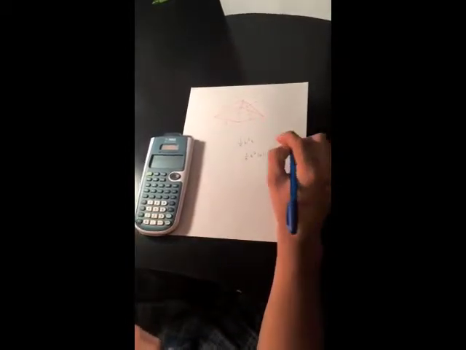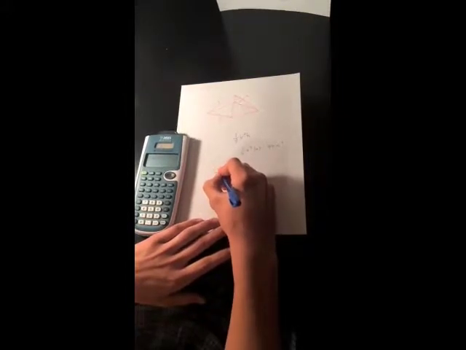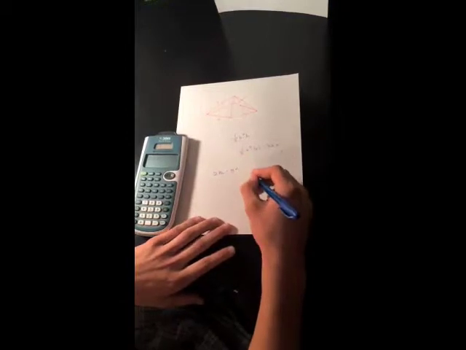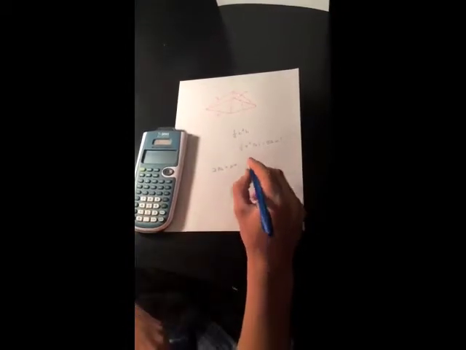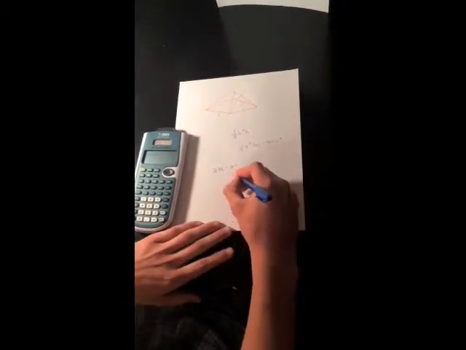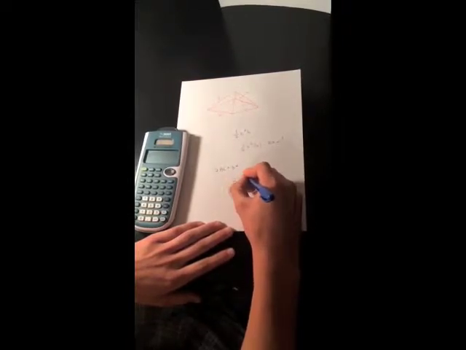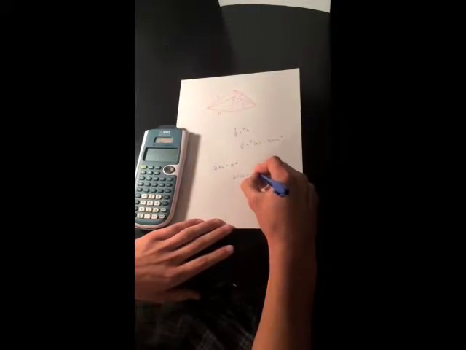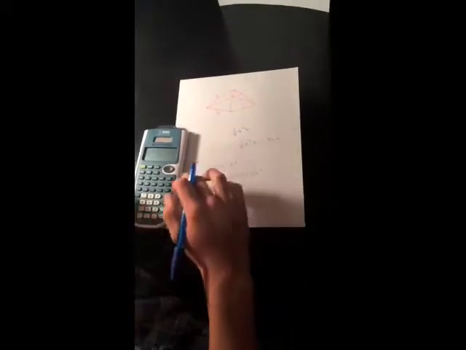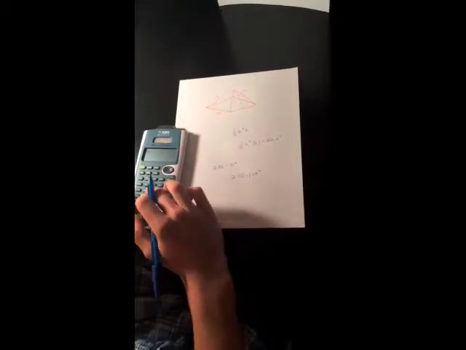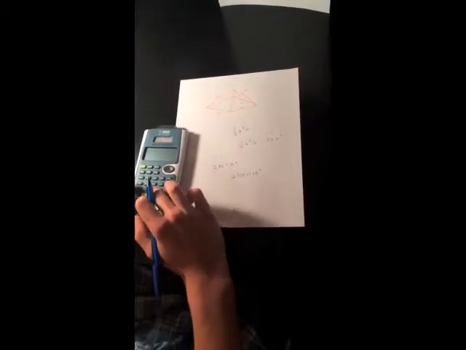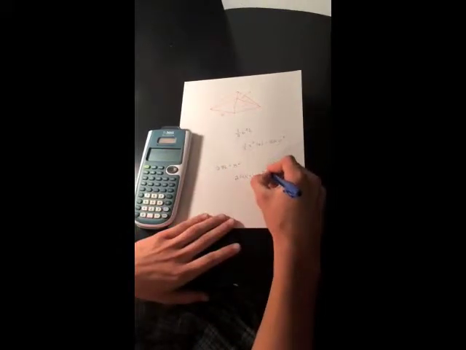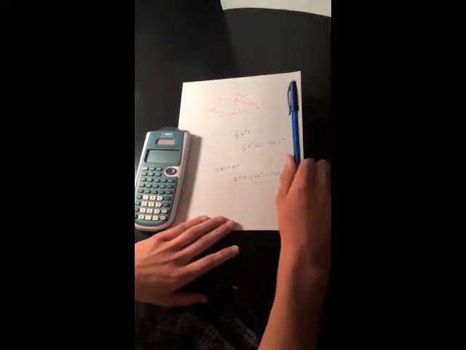Then the formula for the surface area is 2 base times length plus b squared. You're going to plug the 4 in for the base and 7 for the length. So 2 times 4 times 7 plus 4 squared. Plug that in your calculator, and you get 72.